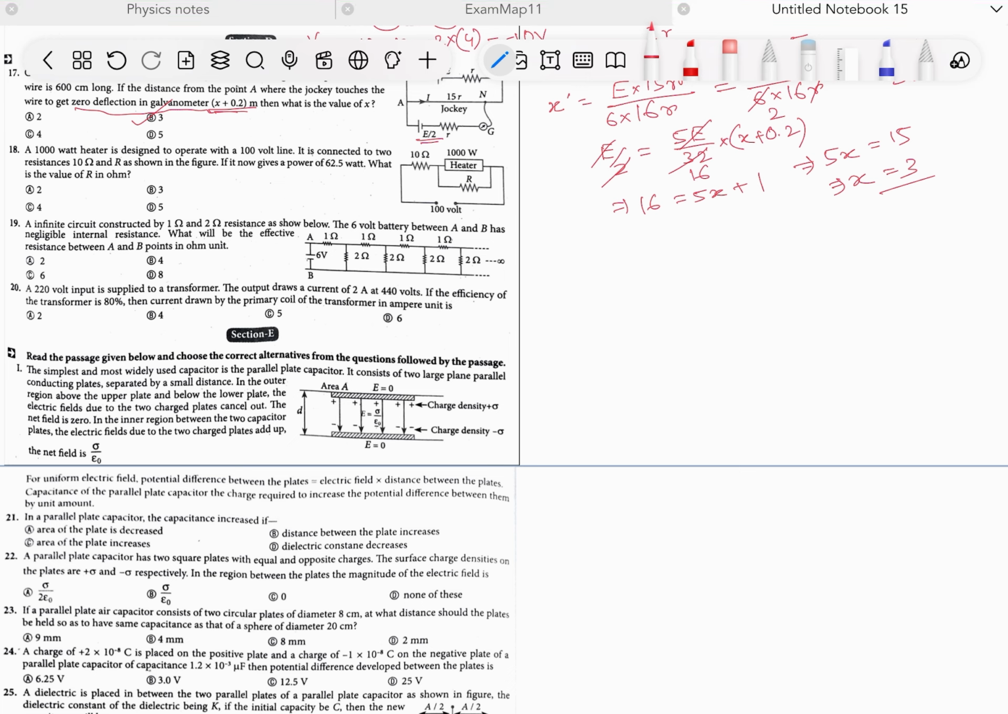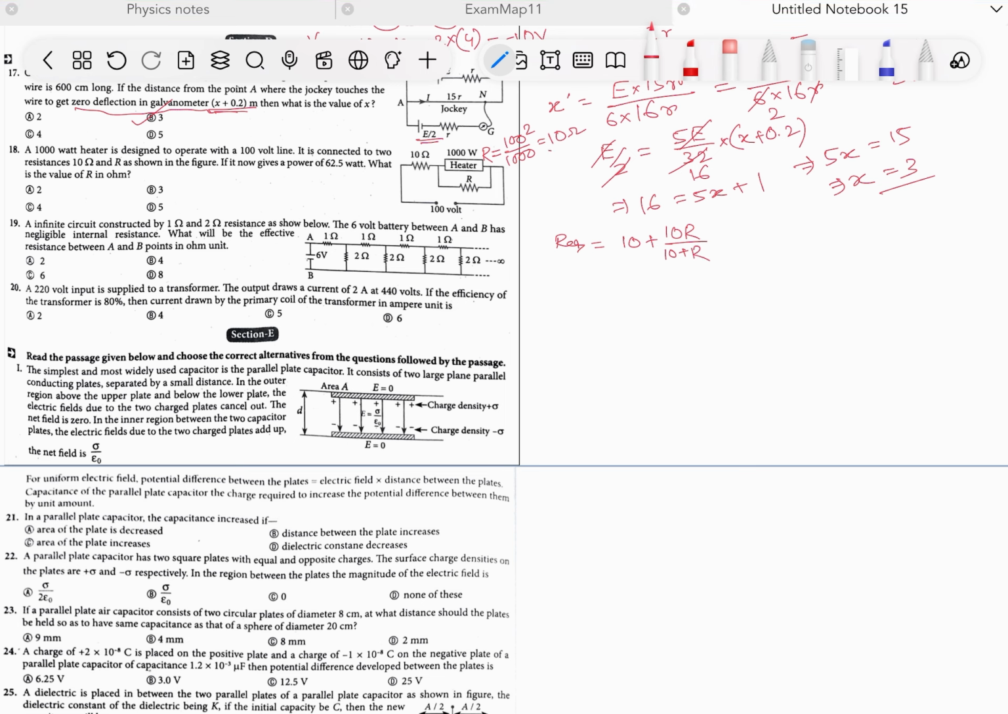A 100-watt heater is designed to operate with a 100-volt line. So the resistance of this heater will be V square by P, means 100 square by 1000. So it will be 10 ohm. Okay, now if it is connected in this figure, then the equivalent resistance will be 10 plus 10R by 10 plus R.